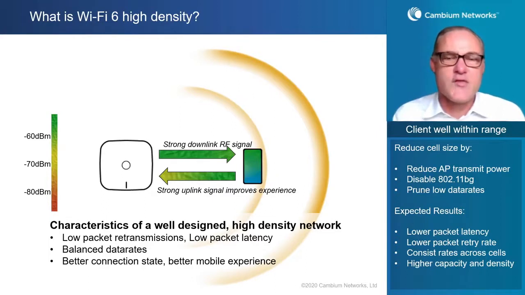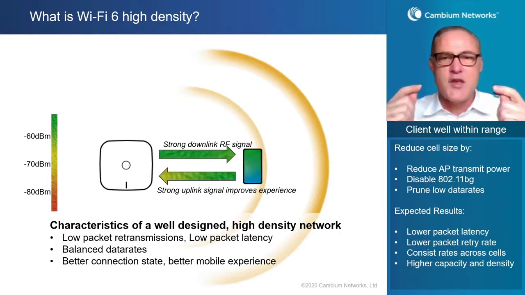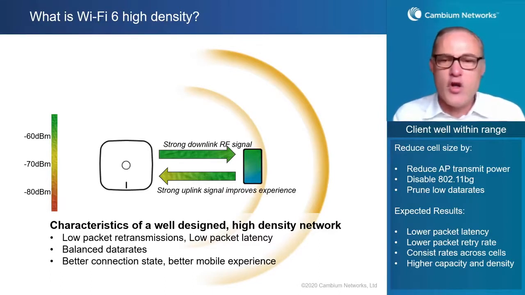The characteristics of a well-designed high-density network is you will see low packet retransmission. That means low errors, which is an important thing. You'll see low packet latency. You'll see balanced data rates between the clients and the APs, and also as the client roams around amongst other APs between the cells. Overall, you're going to get a better connection state and a much better mobile experience with a high density network design.